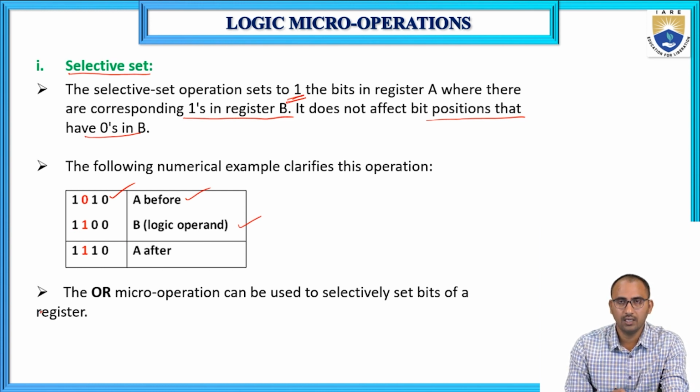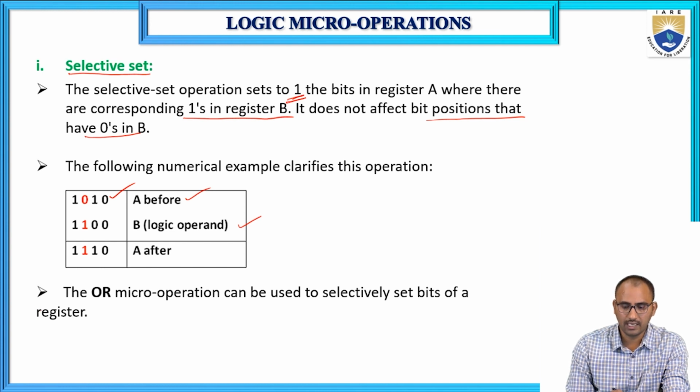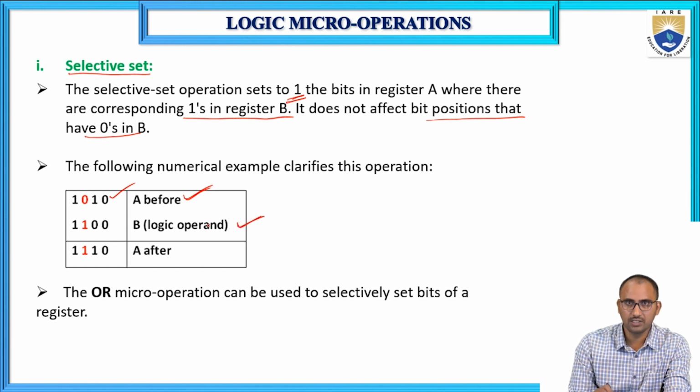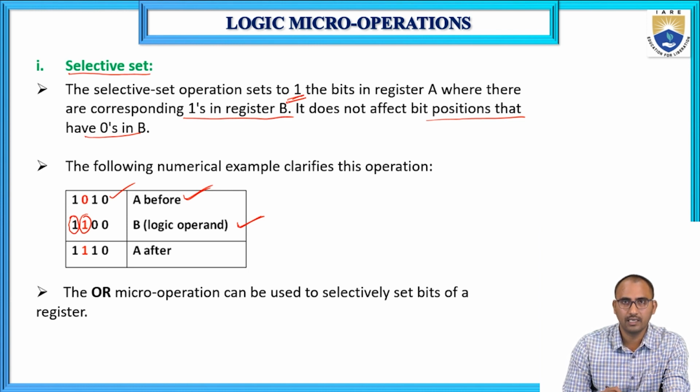So what is selective set? Using this selective set, we can set to 1 the bits in register A. In register A, we can make bits logic 1 where there are corresponding ones in register B. So see the B register data. Where are the ones? This one and this one. In these positions logic 1 is there, so the corresponding bits in register A will be made logic high.